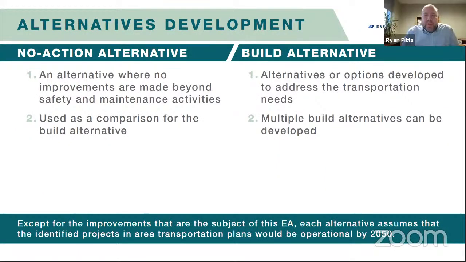Thanks, Darren. It's good to be with everyone tonight. As Darren previously stated, we've prepared this environmental assessment as part of the National Environmental Policy Act. And with our purposes defined, our team stepped forward and began to develop alternatives. We, of course, looked at a no-action alternative and also several build alternatives. Note that the no-action alternative does not include any roadway improvements within the study area through the year 2050. This alternative is primarily used as a basis for comparison to the build alternatives. But as a team, we developed several build alternatives or options to address the transportation needs for the study area.